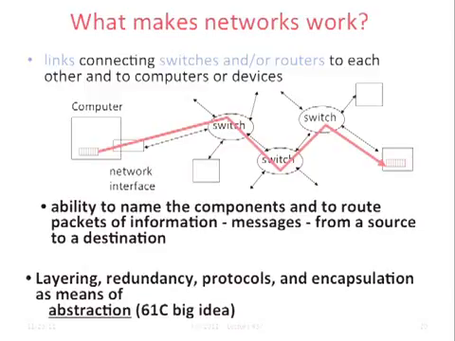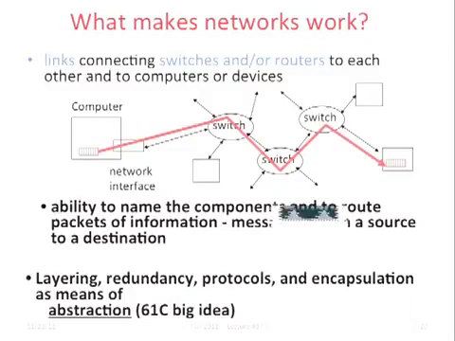These switches have to be able to talk to each other in order to move messages from one to the other. So you need the ability to name destinations and sources, and you need each of these routers to figure out, hey, I've got this message, I want to get it over to this machine over here. How do I do that? Who do I give it to next if I don't have a direct connection to that machine? That's what's called routing.